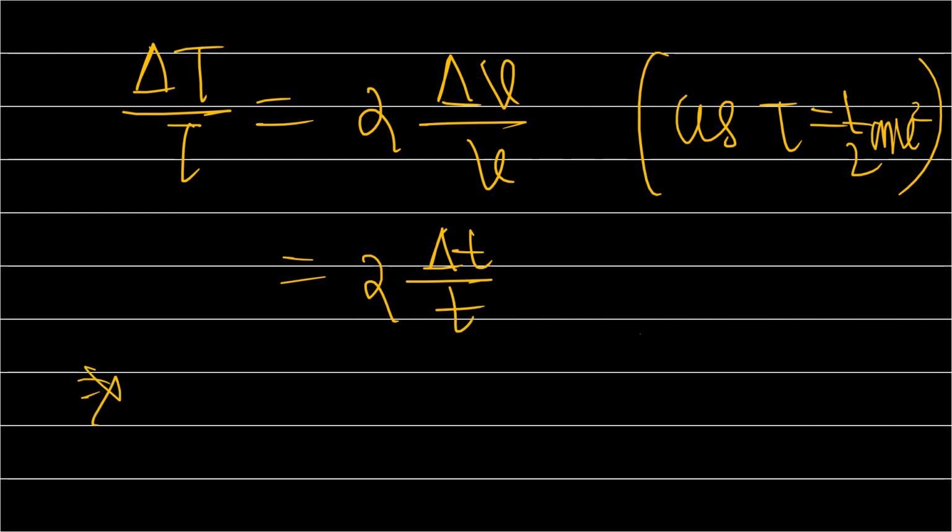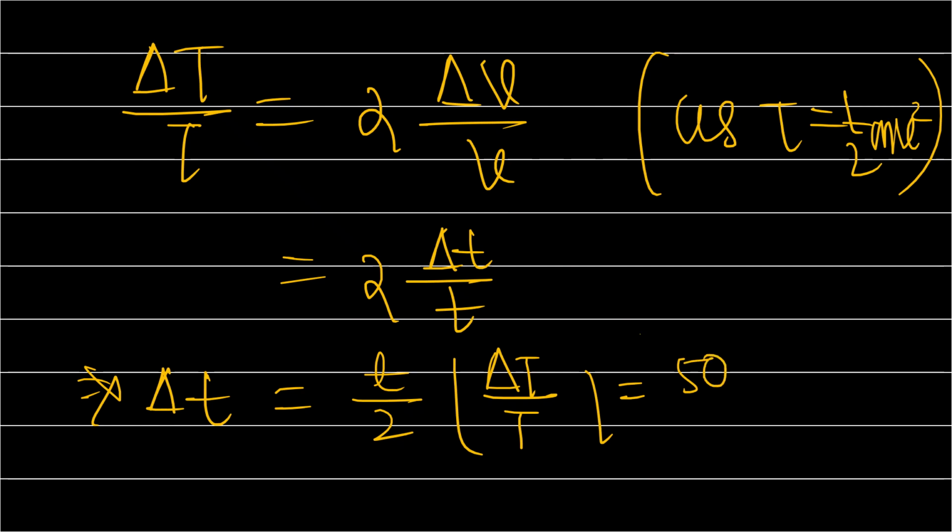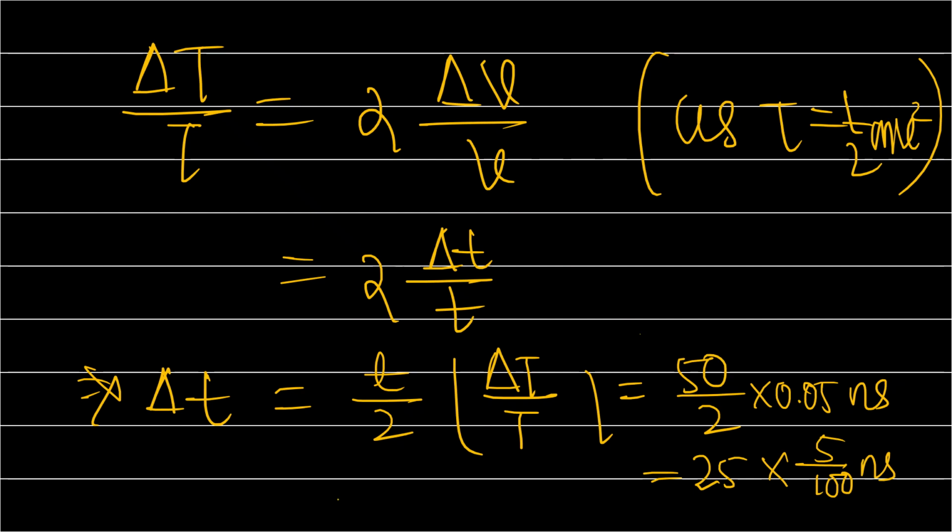Now in the question it is asked about the value of del t. So del t equal to how much? t by 2 into del T by T. Now the t value is given, 50 nanosecond divided by 2, into 0.05. So 50 by 2 is equal to how much? 25 into 5 by 100 nanosecond. So it will be equal to 1.25 nanosecond. So the answer will be D.